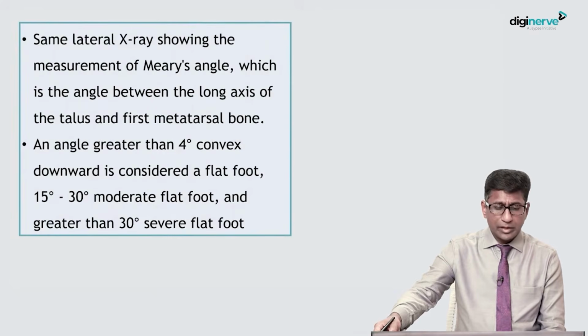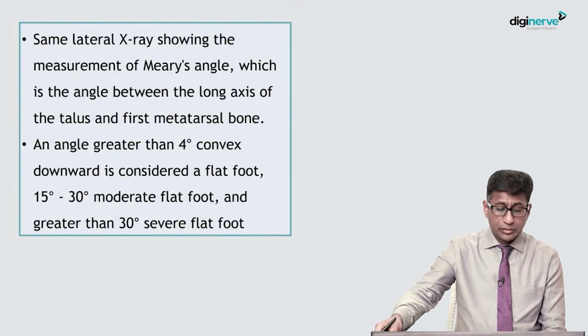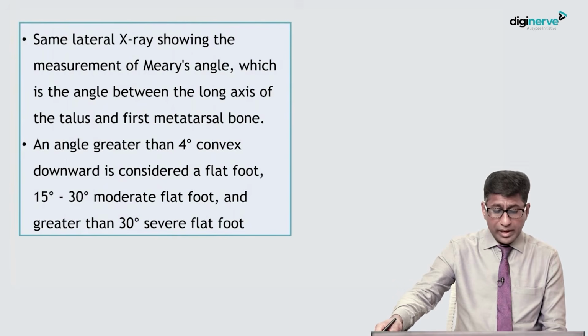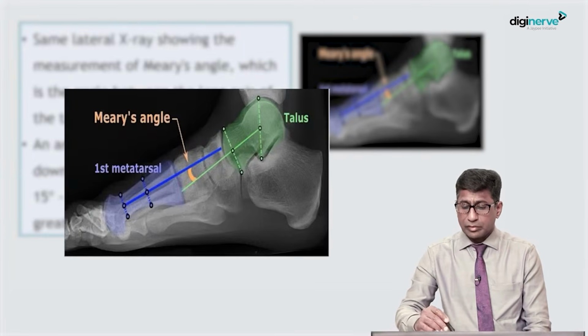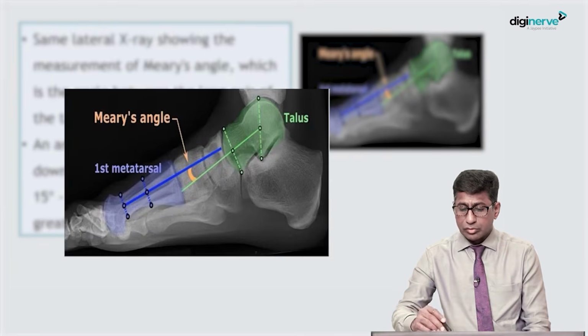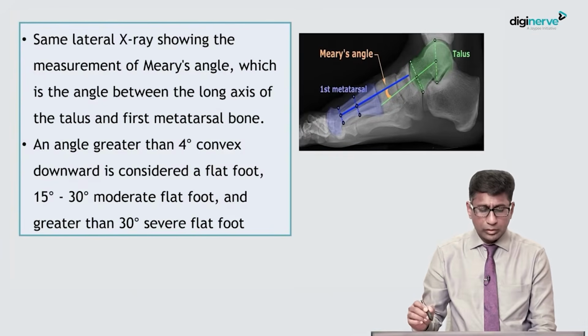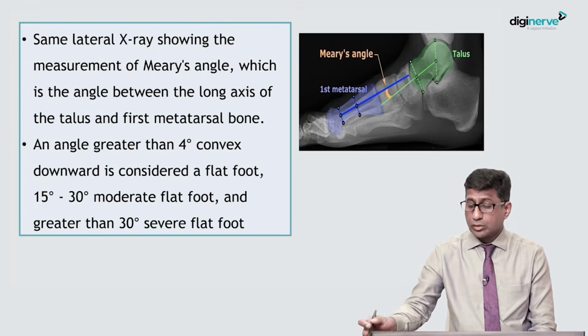At the same time, the lateral X-ray shows the Meary angle, which is usually 0. Here it will be deviated. The angle between the talus and the first metatarsal is called Meary's angle. An angle greater than 4 degrees convex downwards is considered a flat foot, 15 to 30 degrees is moderate flat foot, and greater than 30 degrees is called severe flat foot. You can see this is the Meary's angle from the first metatarsal to the talus. This will normally be 0. Anything more than 4 degrees is called mild. More than 15 to 30, moderate flat foot. More than 30 degrees is called severe flat foot.